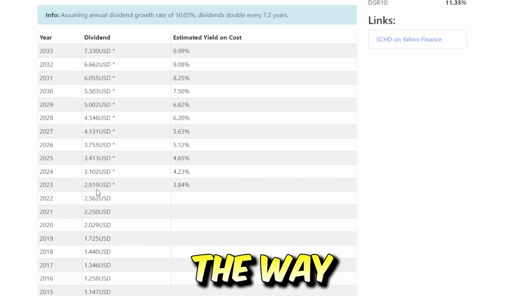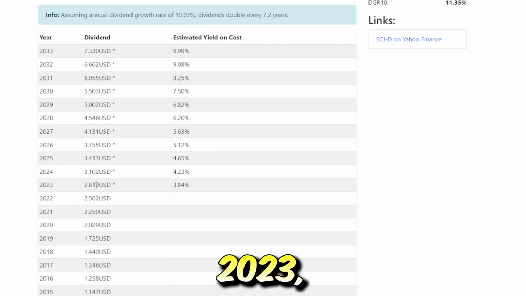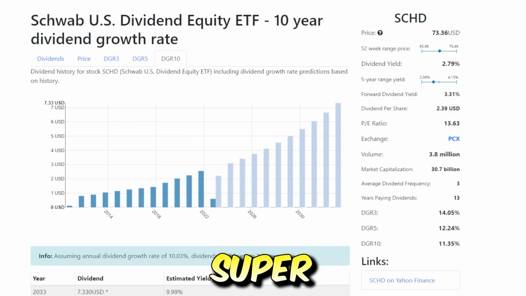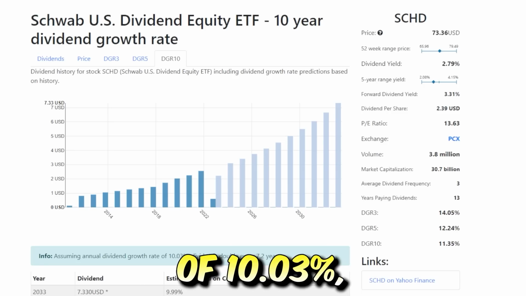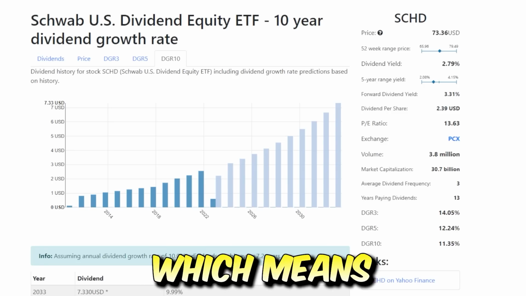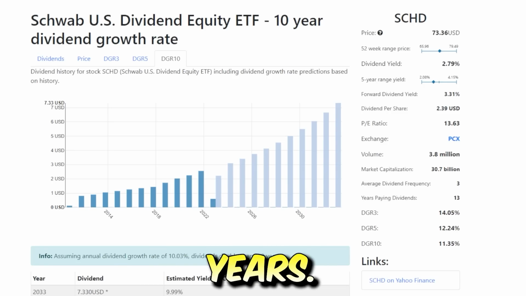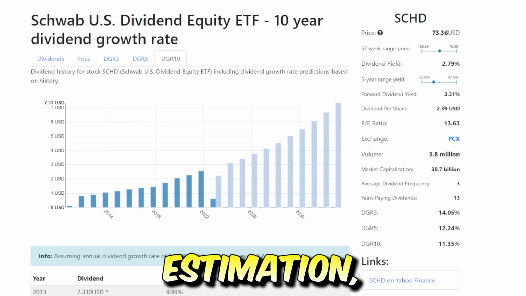But scrolling all the way up until current day, in 2023, SCHD is supposed to be paying around $2.81 or so. And what's super interesting is that if we were to assume an annual dividend growth rate for SCHD of 10.03%, which means the dividend would double every 7.2 years. And again, this is all just an estimation.